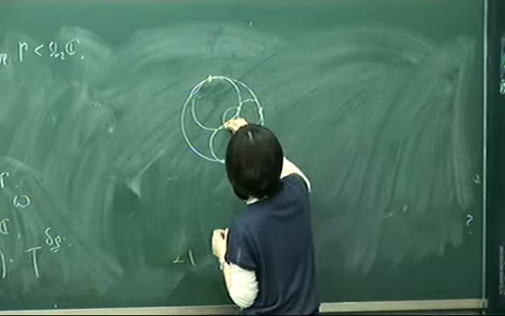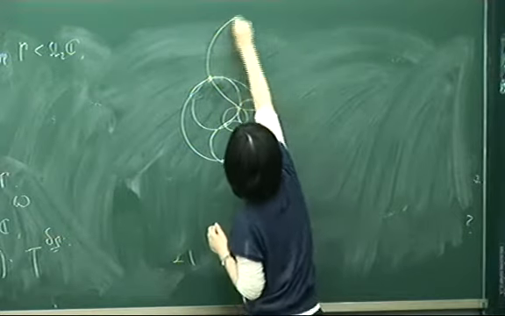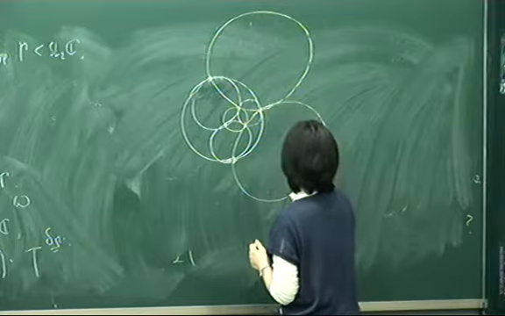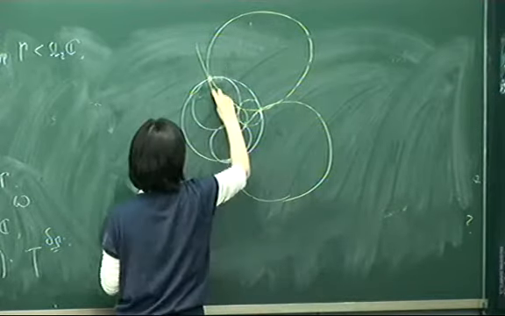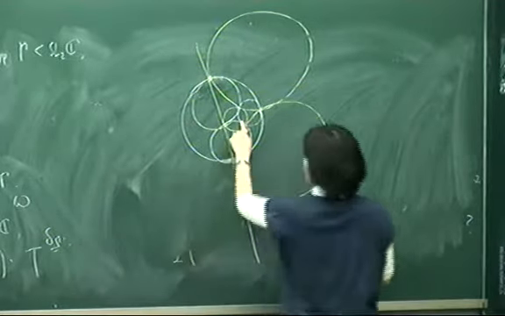One is this one. The second one is this one. The third one is this one. And the first one, in this picture, looks like a line. So here you have 4 dual circles.